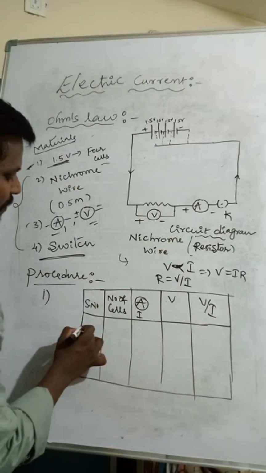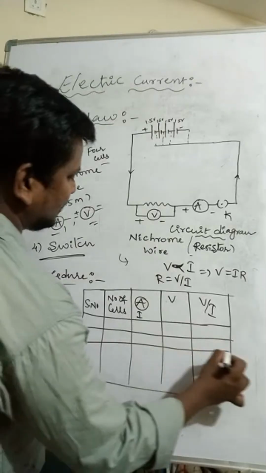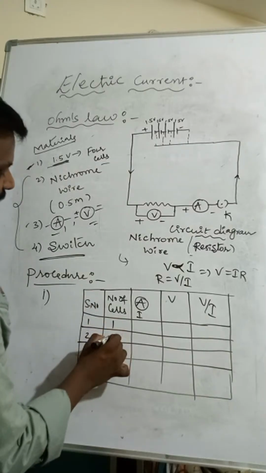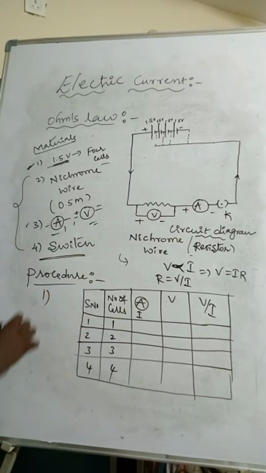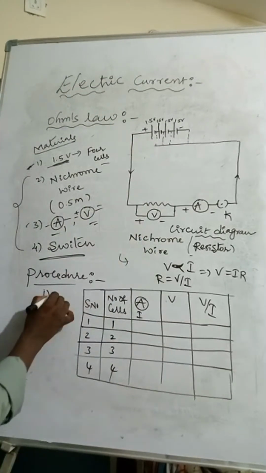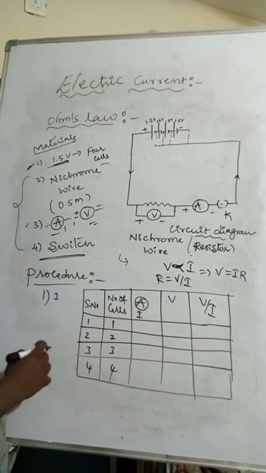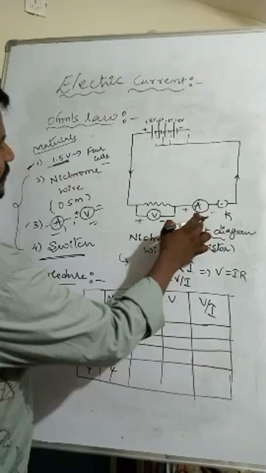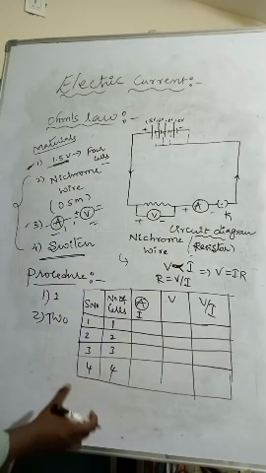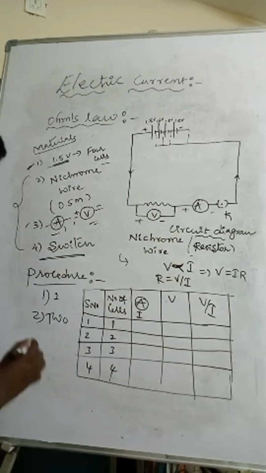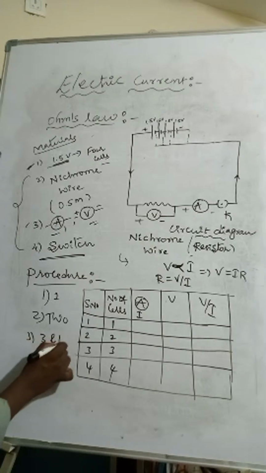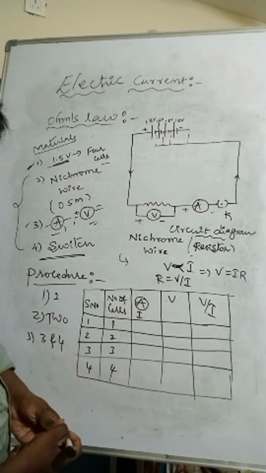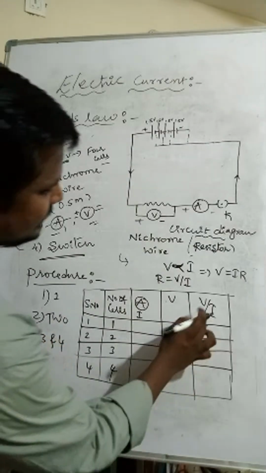Now the serial numbers: how many cells did we consider? 4 cells, so 1, 2, 3, 4. First, connect one cell and take the readings of the ammeter and voltmeter and mention them in the tabular form. The second step is to connect two cells, take the readings and mention them in the table, and repeat the process for 3 and 4 cells also. Then we can get the resistance R.